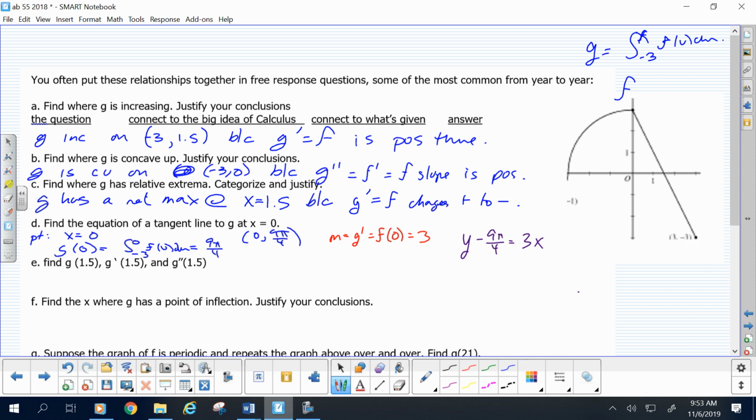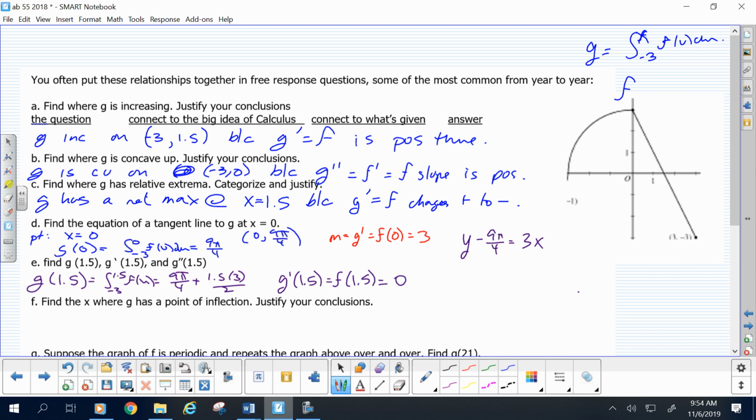We already found G at 1.5 above, didn't we? G at 1.5 is the area accumulated from -3 up to 1.5, and we said that was 9 pi over 4 plus the triangle. Is that correct? 1.5 times 3 over 2, and we'll just call it that good. All right. What about G prime at 1.5? That's F at 1.5. And F at 1.5 is, obviously you need to communicate that. You don't just state that in your head but not write it. You have to get that on the paper. It's equal to F at 1.5, which is 0.